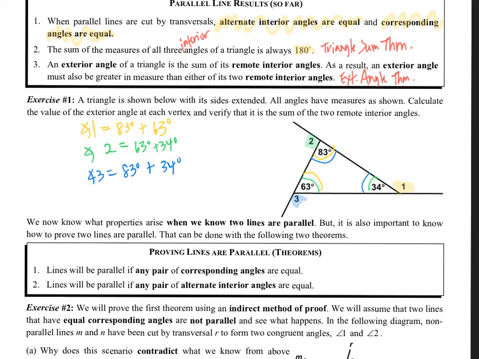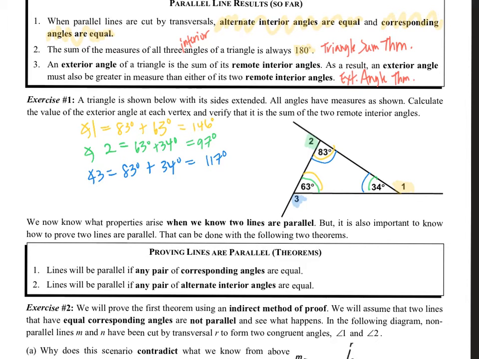So I'm just going to sum these values up. So when I have 83 plus 63, that's going to give me 146. When I have 63 plus 34, that's going to give me 97. Oh, let's make sure that we're staying consistent with our colors. That's going to give us 97 degrees. And then finally, 83 plus 34 is going to give me 117 degrees, right?